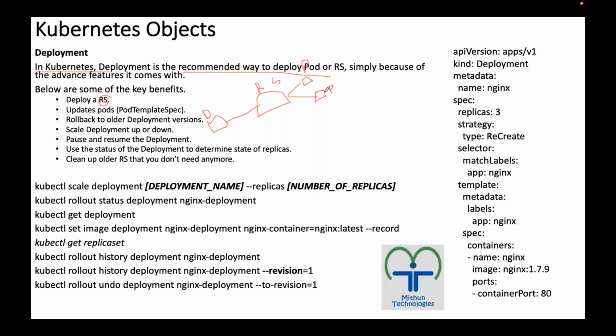Now, if I directly create a replica set and try to update my image version, currently this version of the image is running, version 1. If I directly create a replica set or replication controller and update my replica set, will my pods be recreated with the latest images? If I directly use RS and RC, will my pods be created automatically with the latest tags, latest images?